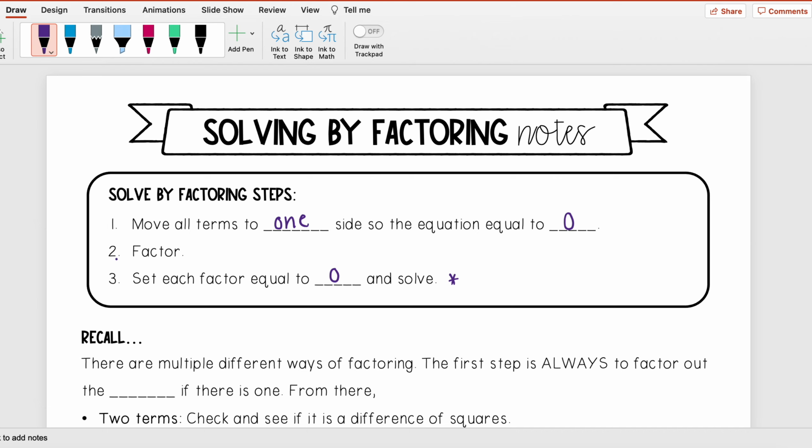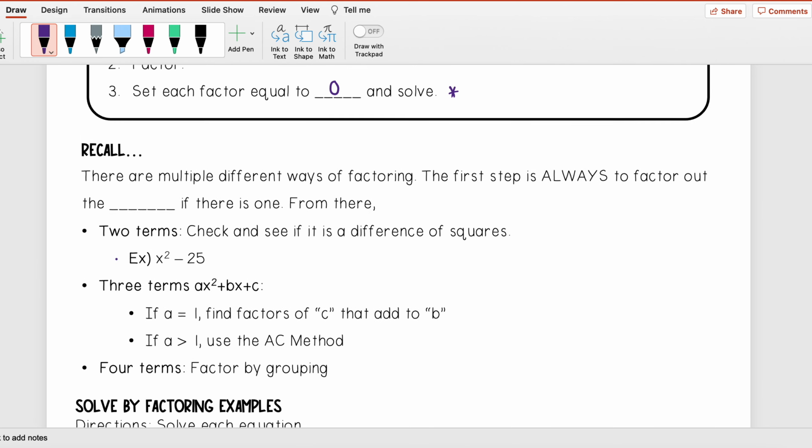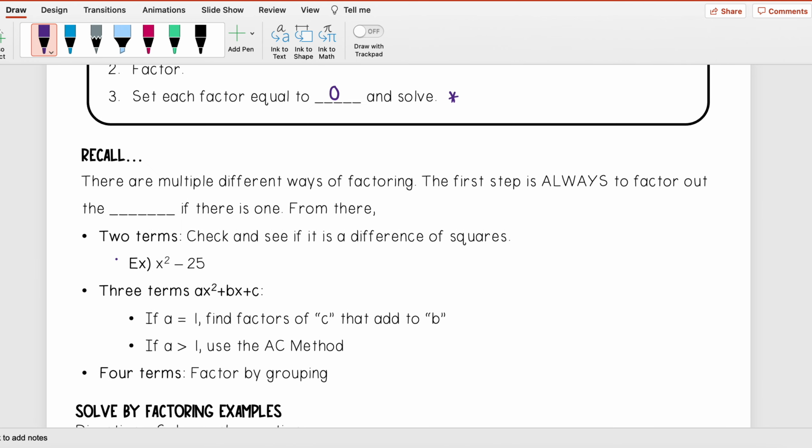So for this lesson today, we're really going to have to remember all of our different factoring techniques that we learned in our factoring unit. And so if you recall, there were multiple ways that we can factor, depending on what we're given. But the first step is always to factor out the GCF if there is one. And then we can go to these different ways that we can factor from there.